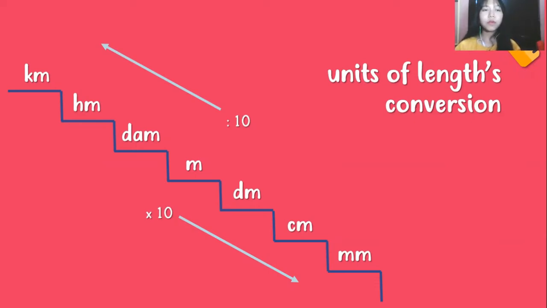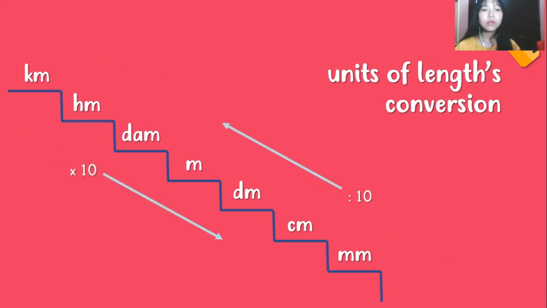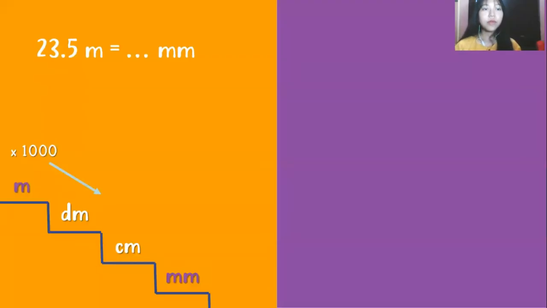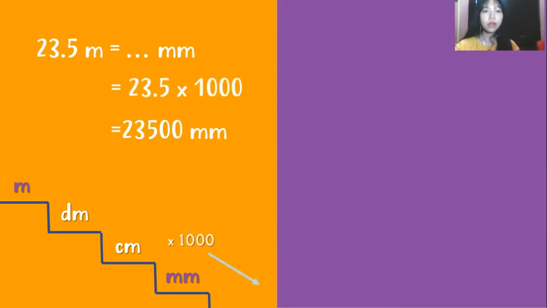How to convert from one unit to another unit? Every time you go downward one step, you need to multiply the value by 10. And every time you go upward by one step, you need to divide it by 10. To make it clear, I have one example. Here I have 23.5 meters and I would like to convert it to millimeters. From meter to millimeter, we are going downward 3 steps, passing through decimeter, centimeter, and millimeter. So we need to multiply the number by 1000, which equals 23,500 millimeters.